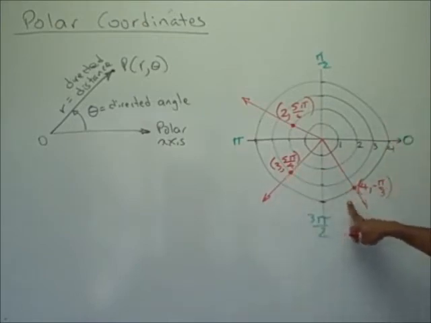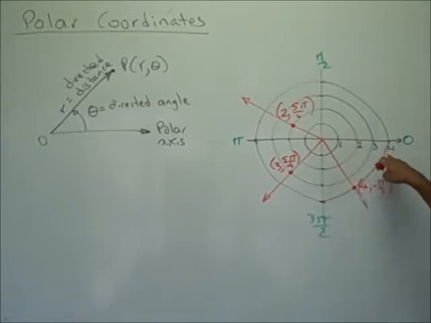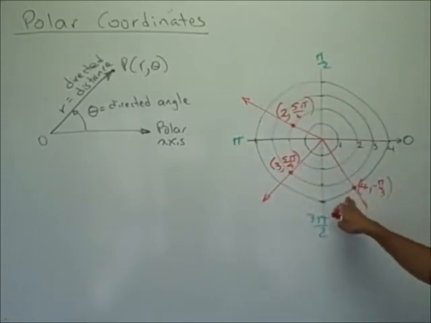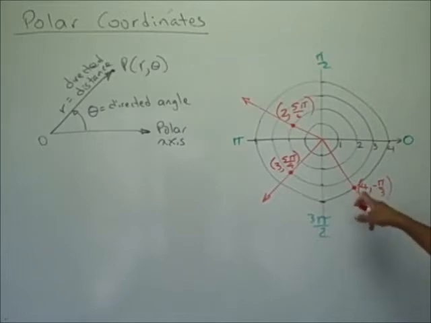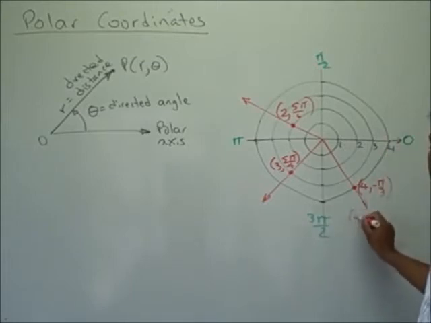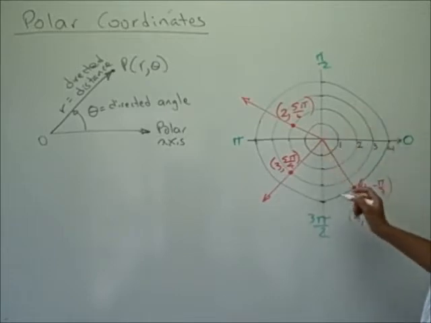Here for this point, we have 4 and negative pi over 3. So once again, our radius is 4. If we follow our circle around, we see that our radius is 4. If we go in this direction, we have 4 and negative pi over 3, because in a clockwise direction, our angles are negative. Or we could have written this as 4 and all the way clockwise, it would be 5 pi over 3.